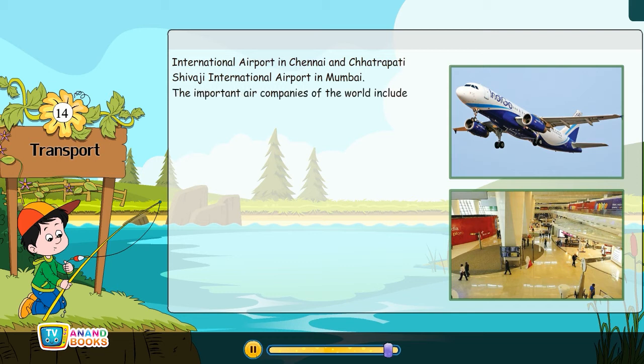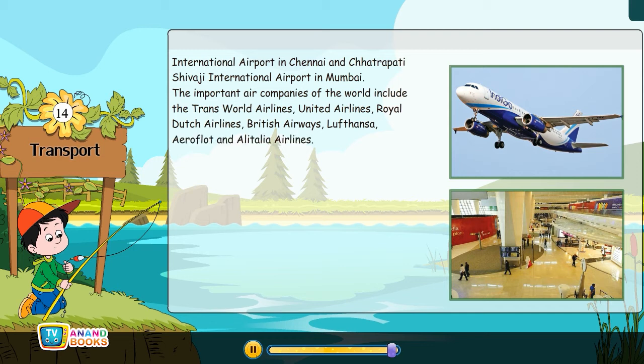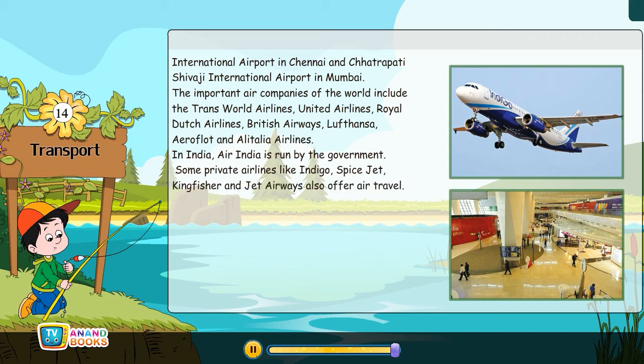The important air companies of the world include the Trans World Airlines, United Airlines, Royal Dutch Airlines, British Airways, Lufthansa, Aeroflot, and Alitalia Airlines. In India, Air India is run by the government. Some private airlines like IndiGo, SpiceJet, Kingfisher, and Jet Airways also offer air travel.